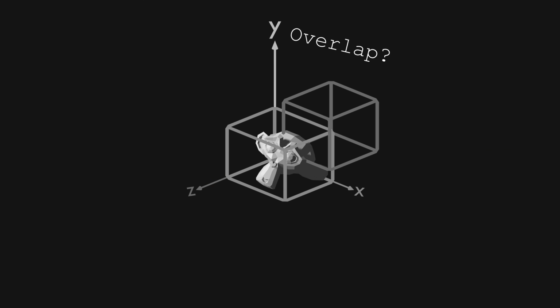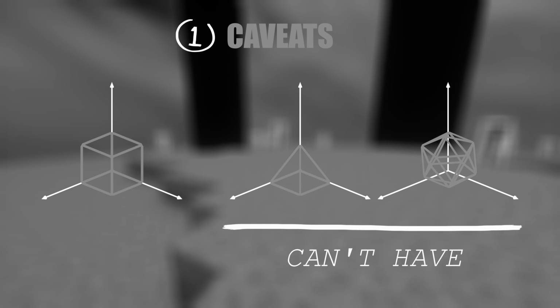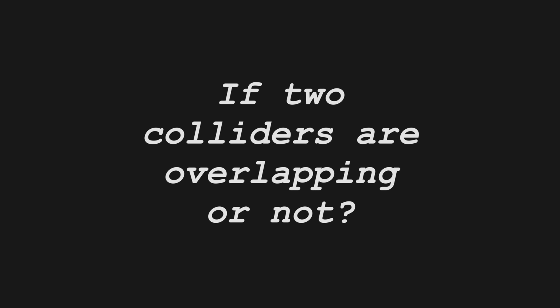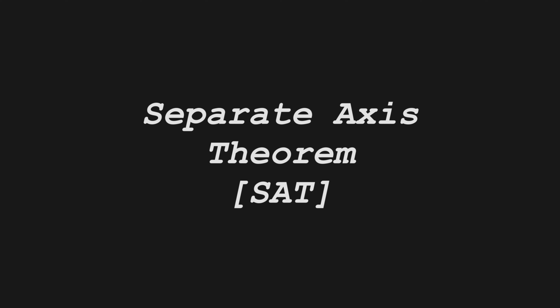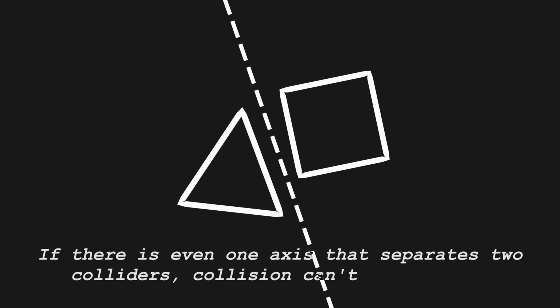Previously we covered AABB, a simple and fast method for testing collision between bounding boxes, but one that had sizable pitfalls. So we need a better solution to our original question of whether two colliders are overlapping or not. Another solution to this problem is a little algorithm called Separate Axis Theorem, or SAT for short. It runs off the principle that if you've got two colliders, and there is even one axis, just a line through our world, that separates the two colliders, collision can't be occurring.